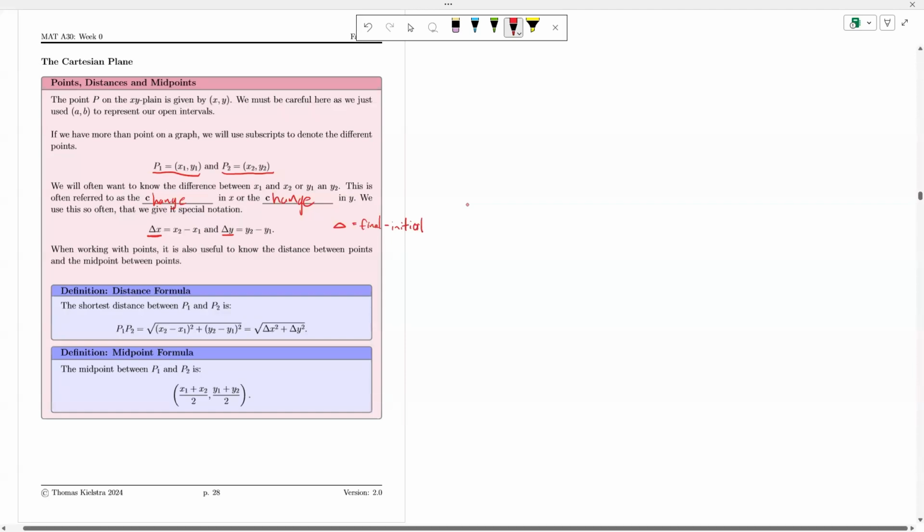And this is used everywhere. This is used a lot in chemistry, especially in thermodynamics. This is used a lot in physics. And it's used a lot in math.